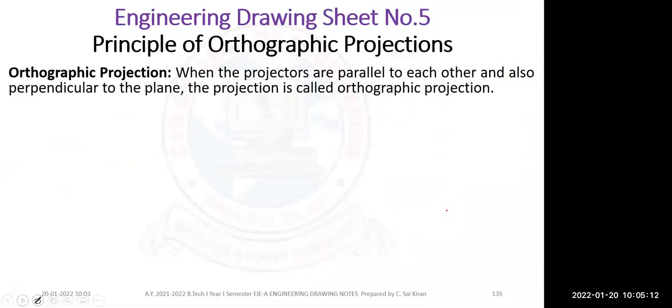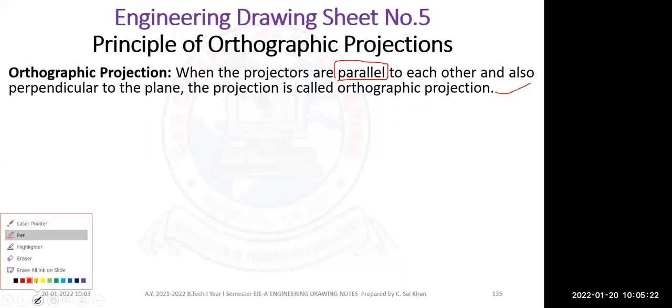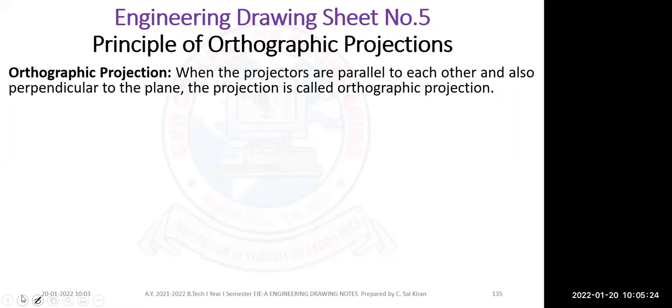So whenever the projectors are parallel, that is, at 90 degrees to each other on the perpendicular plane, it is called orthographic projection. Okay. Whenever it is perpendicular, 90 degrees, it is called orthographic projection.